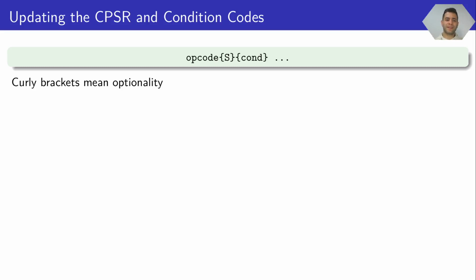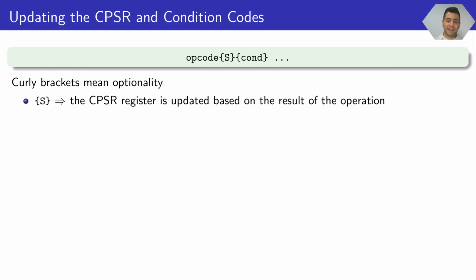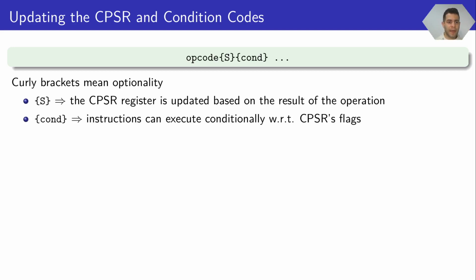Curly brackets mean something optional, something that can be omitted. Let's start with the S, which is exactly the S character. It means that the CPSR register is updated based on the result of the operation. For example, if you subtract two equal numbers and you get 0, the Z flag will be updated accordingly. And then we also have the condition. We will see them in a few seconds. It means that this instruction can execute conditionally with respect to the CPSR flags.